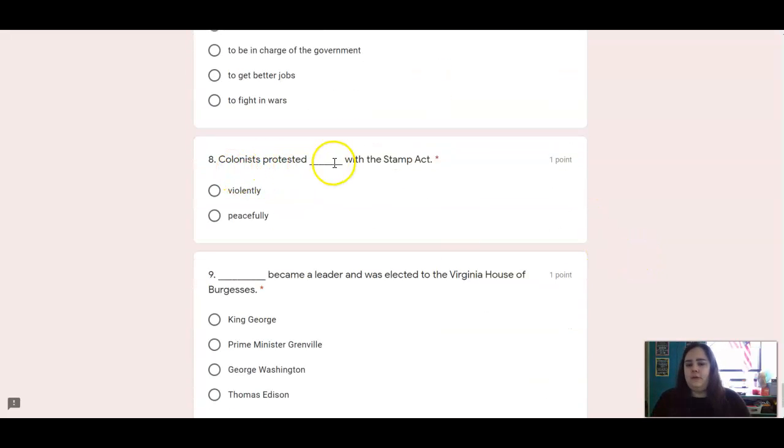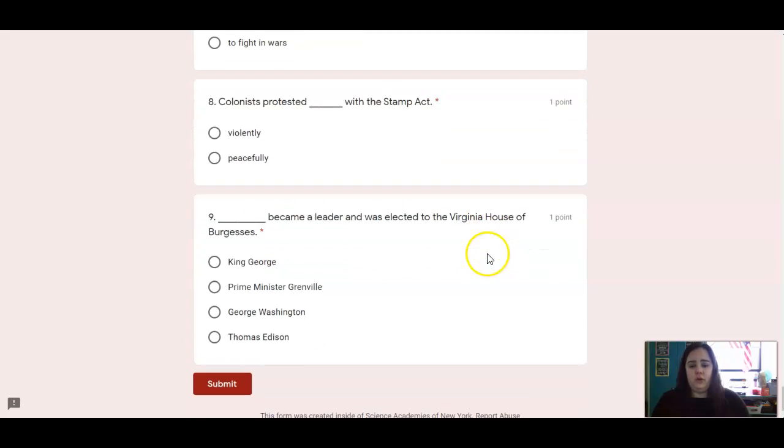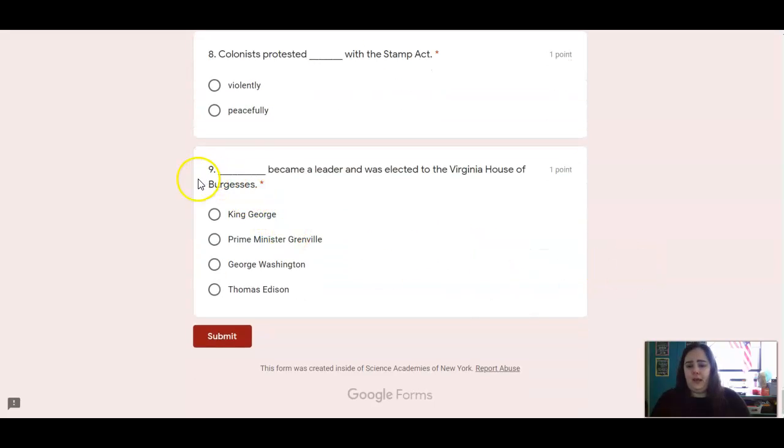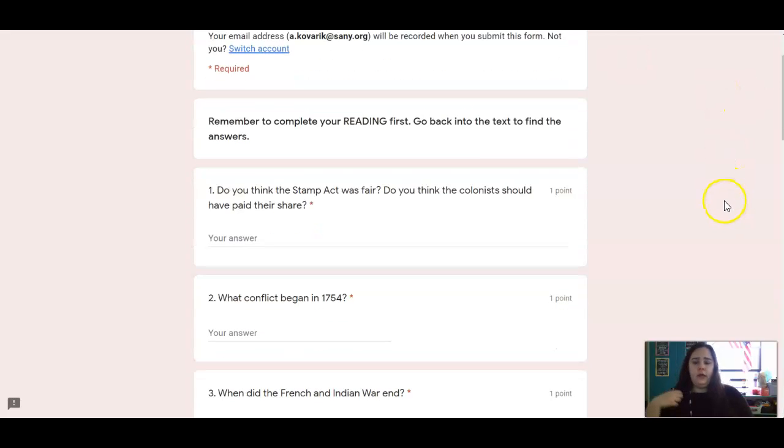Number 8, colonists protested blank with the Stamp Act. So were the colonists being violent in their protests, or were they being peaceful? And number 9, blank became a leader and was elected to the Virginia House of Burgesses. All right, that is it for reading. Let's head over to skills.